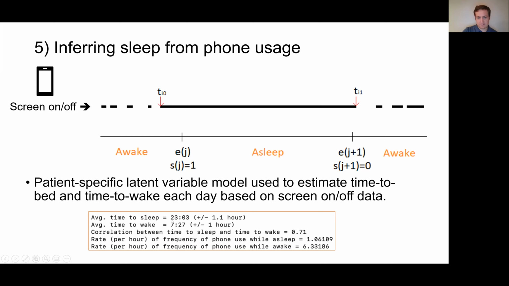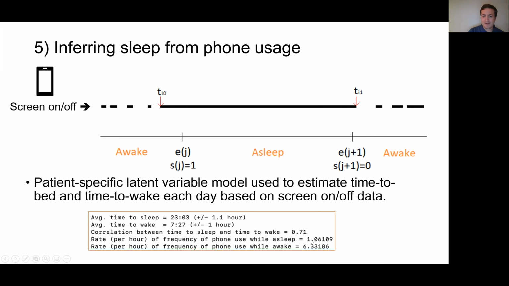You can see this patient goes to bed about 11 p.m. every night, plus or minus 1 hour, and wakes up at 7:30 every morning, plus or minus 1 hour. There's a pretty high correlation between when they go to bed and when they wake up, which makes sense. And then they use their phone about 6 times more often when they're awake than when they're asleep.